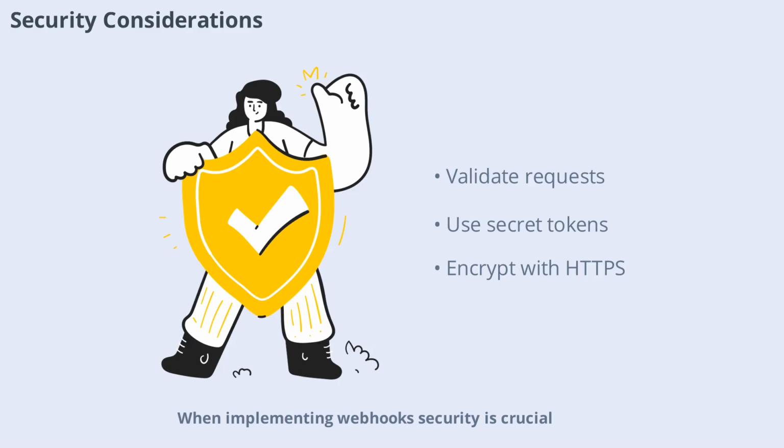When implementing webhooks, security is crucial. Always validate incoming requests to ensure they come from trusted sources. Use secret tokens or signatures to verify authenticity, and consider using HTTPS to encrypt data in transit. These steps help protect your application from unauthorized or malicious requests.